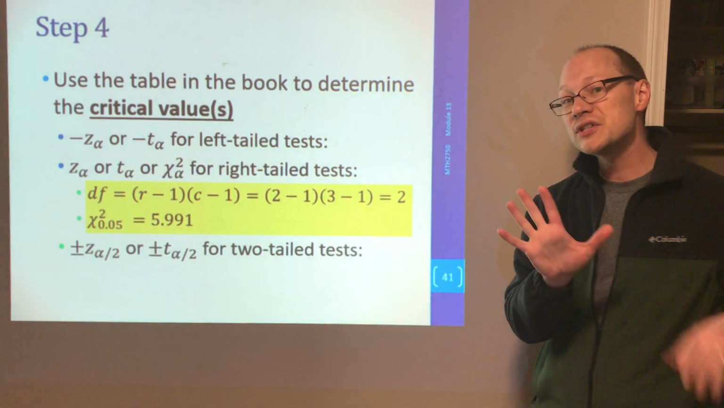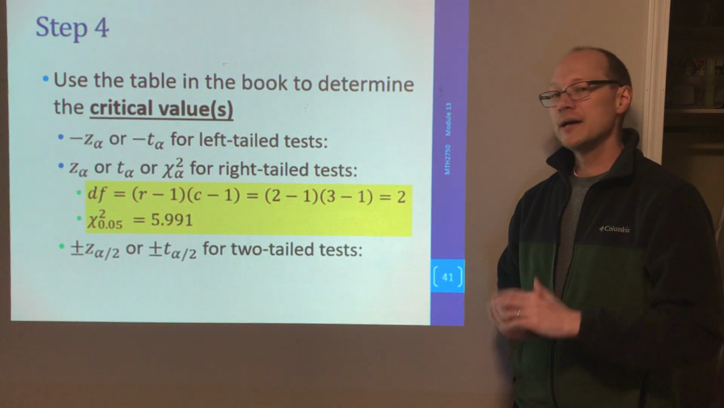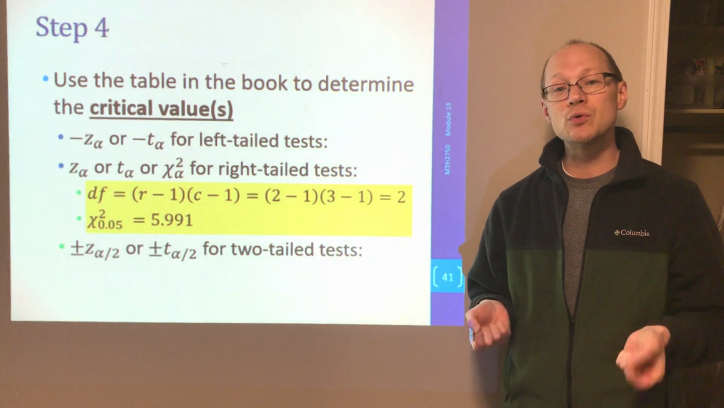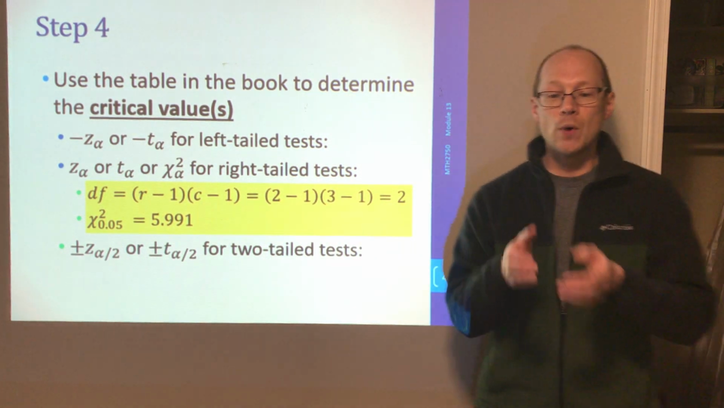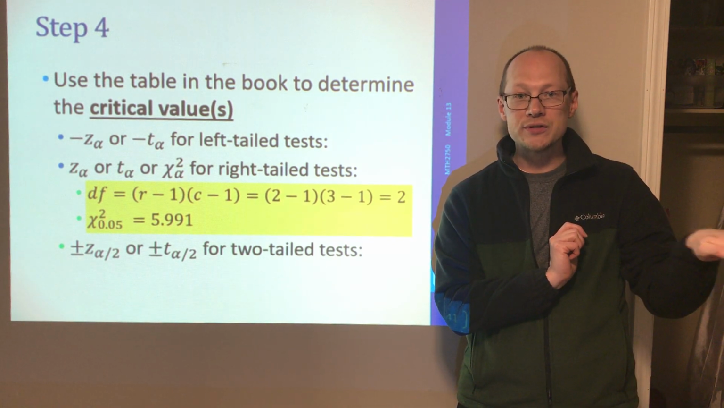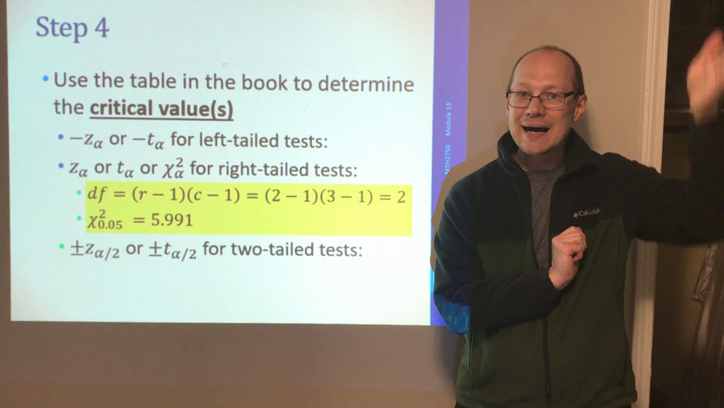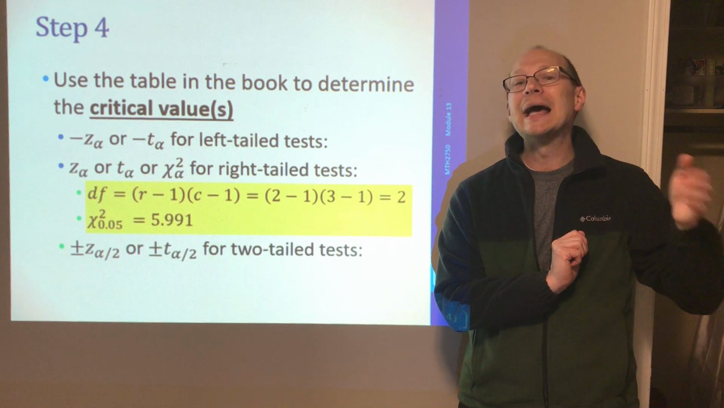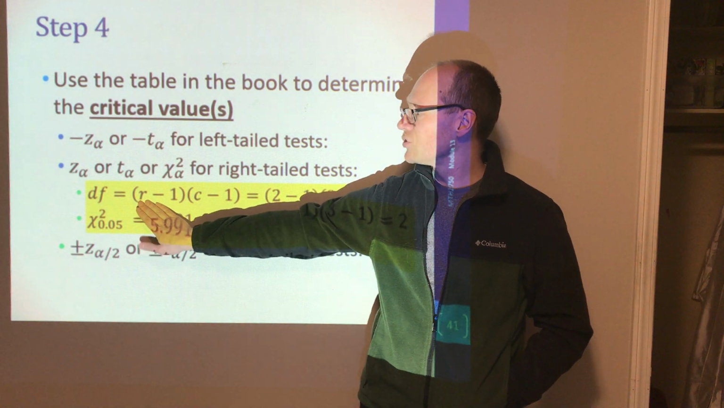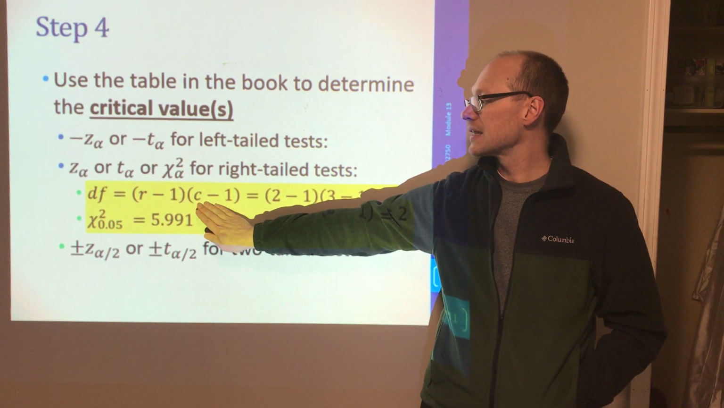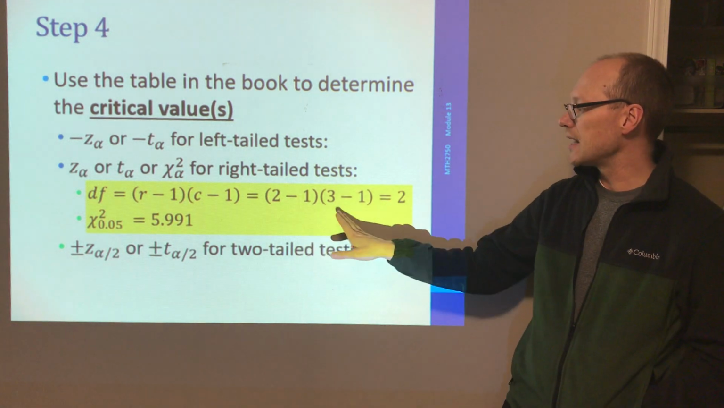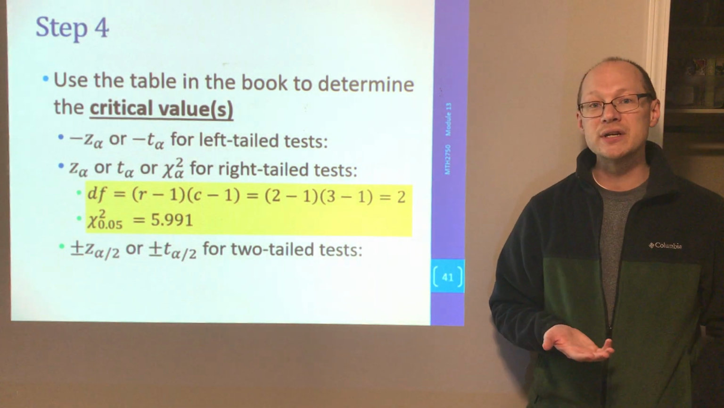Critical values. Now this is an important thing that the homework and quiz may show up. How do you compute degrees of freedom for this? Well, if you recall, there were 2 row variables and there were 3 column variables. And the way to compute degrees of freedom is to take row variables minus 1 times column variables minus 1. 2 minus 1 times 3 minus 1, that's 1 times 2, so 2. So the degrees of freedom is 2.